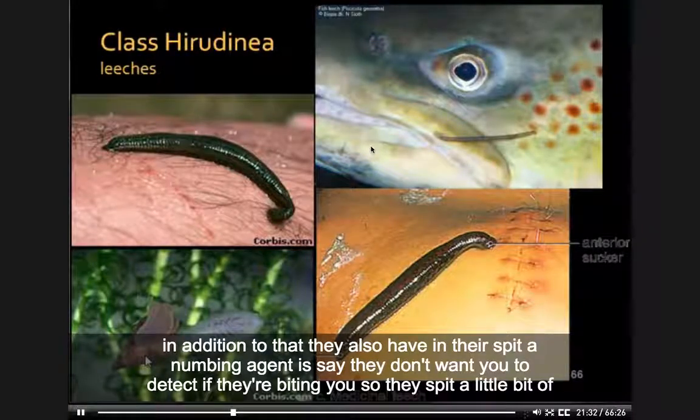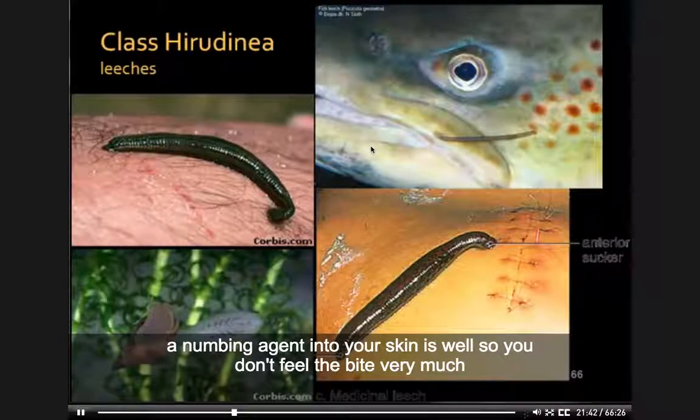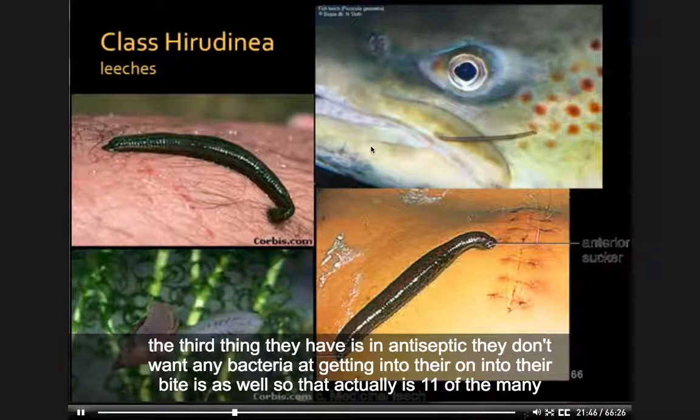In addition to that, they also have in their spit a numbing agent. You see, they don't want you to detect if they're biting you, so they spit a little bit of a numbing agent into your skin as well, so you don't feel the bite very much. The third thing they have is an antiseptic. They don't want any bacteria getting into their bite as well.